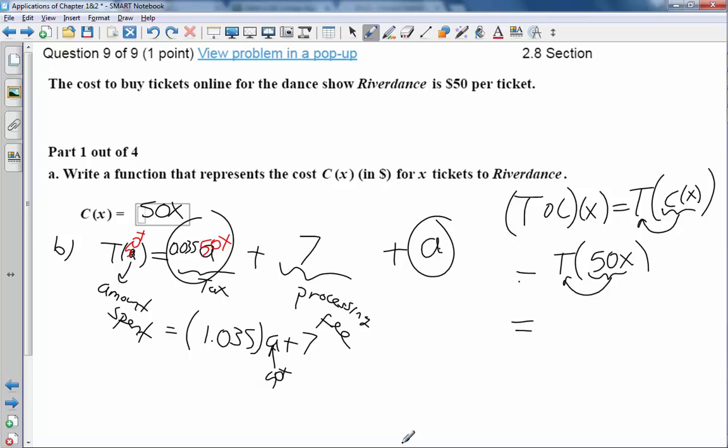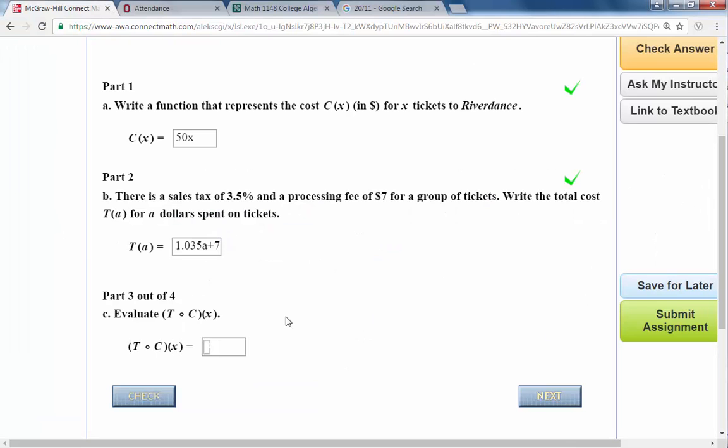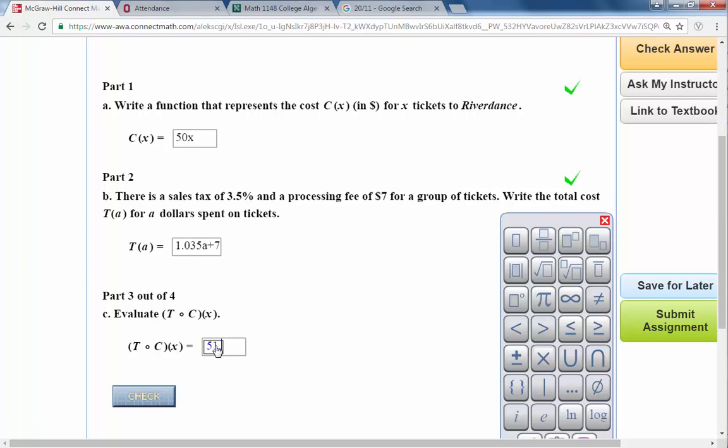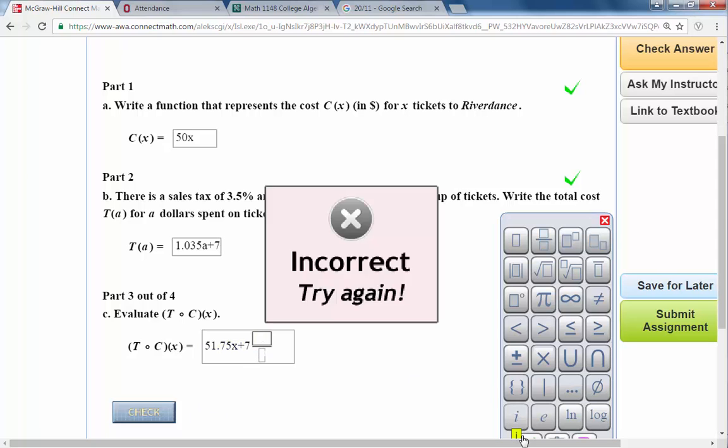So 1.035 times 50 is, what is it? This is the total cost for each number of tickets you buy.